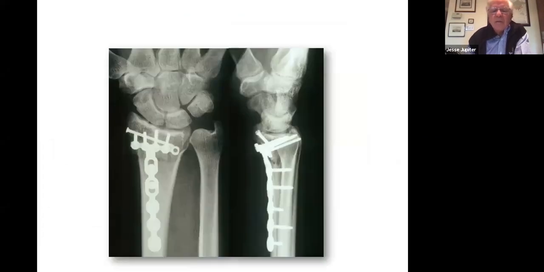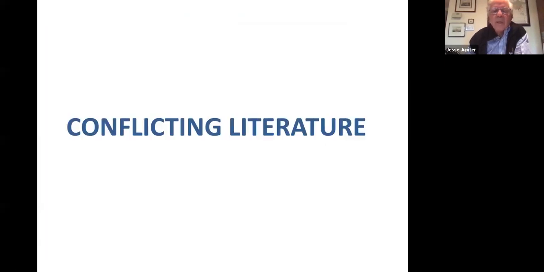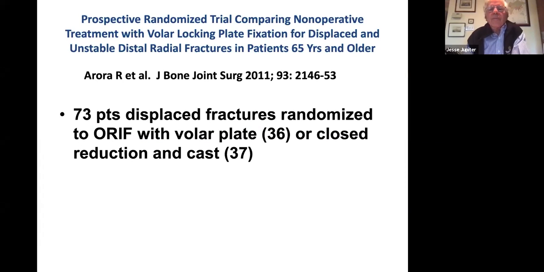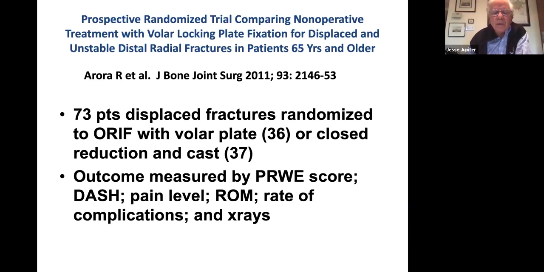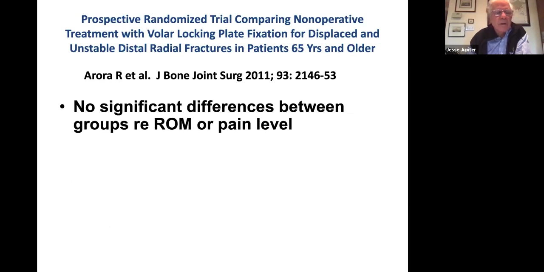They can be effectively done as long as you recognize that there may be more than one fragment. Here's the follow-up. But the literature's conflicting because we started to see patients treated and put in prospective studies. This is one from Austria, and they looked randomized to cast, closed reduction in cast or volar plate, looked at all the outcome measures in physician and patient rated.